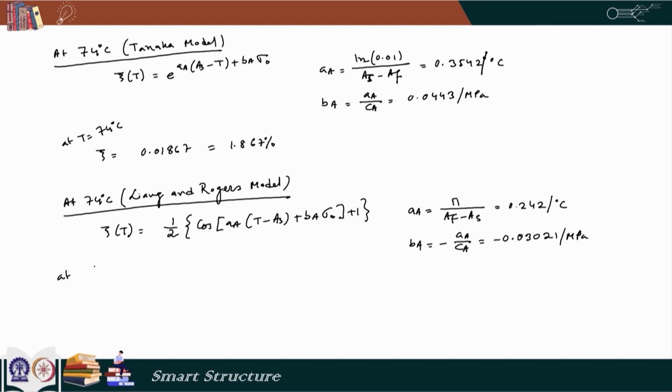So, if I put these values and I find out the xi at a temperature of 74 degree centigrade, then xi comes to be 0.0428, which in percentage is 4.28%. So, you can see that there is some difference between the xi's predicted by the Tanaka model and the Liang and Rogers model.